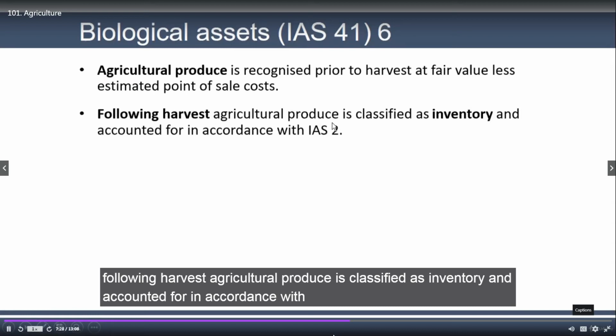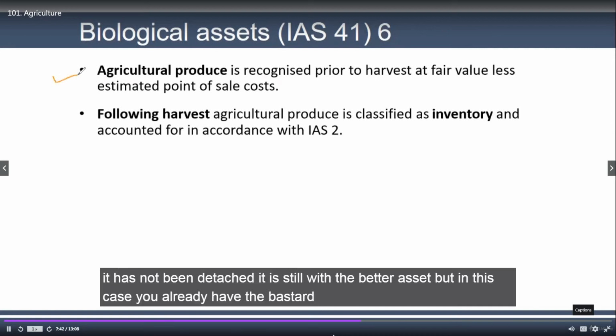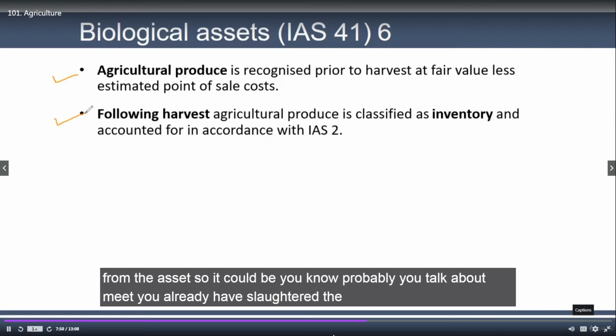Following harvest, agricultural produce is classified as inventory and accounted for in accordance with IAS 2. So these are the two stages. In this stage, your produce is ready, but it is still attached to the asset. It has not been detached. It is still with the bearer asset. But in this case, you already have detached it from the asset.